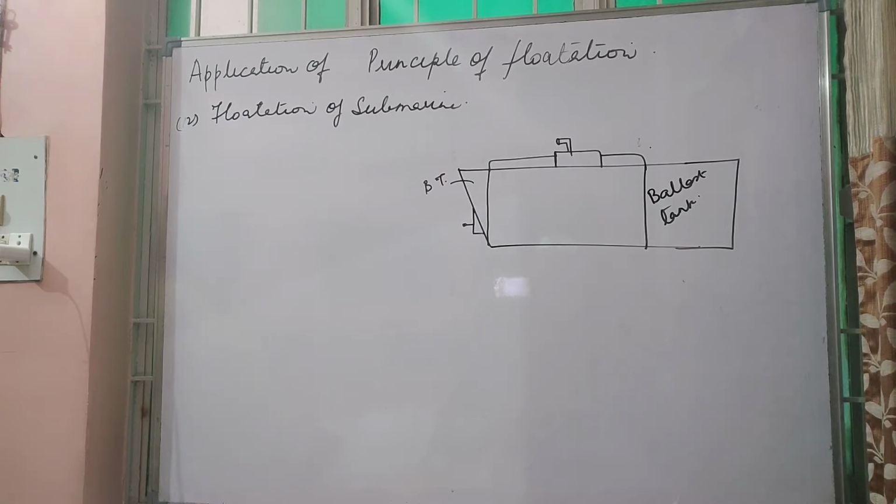If it is to dive, the ballast tanks are filled with water so that the density of the boat or the submarine becomes greater than the density of seawater, and it dives to deep water. When it is to be raised up, the ballast tanks are forced by compressed air so that the water comes out and the density of the submarine becomes lesser than the seawater, and hence it rises up.